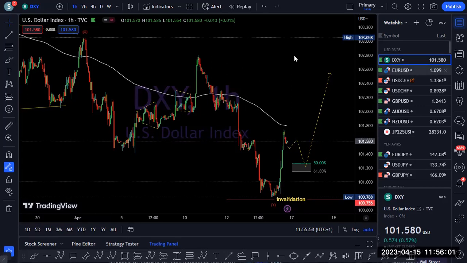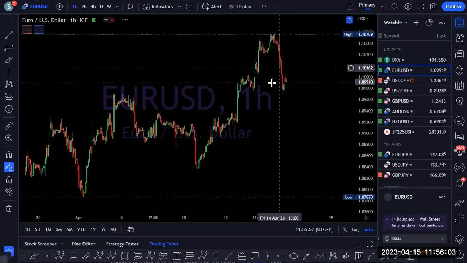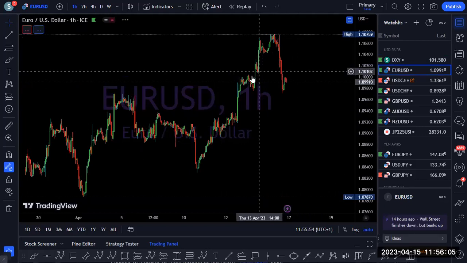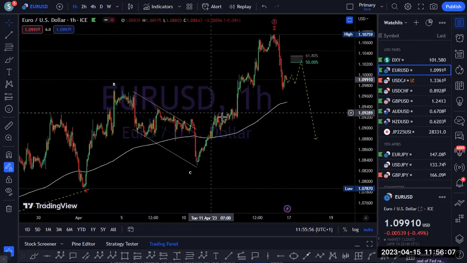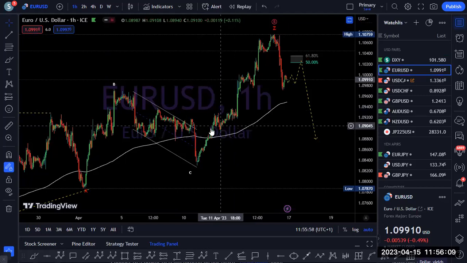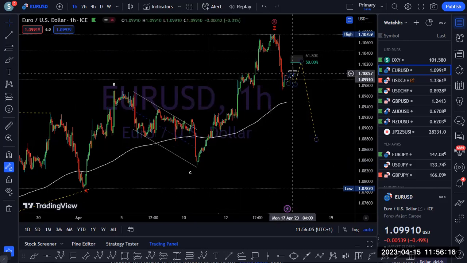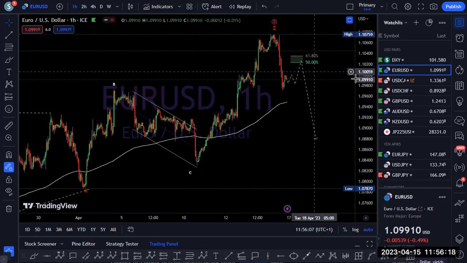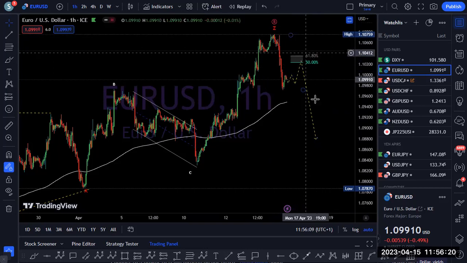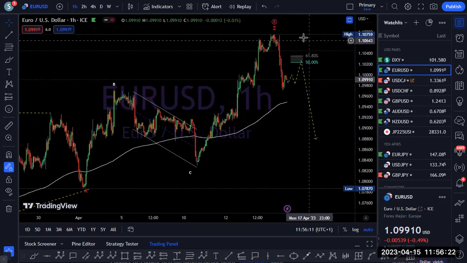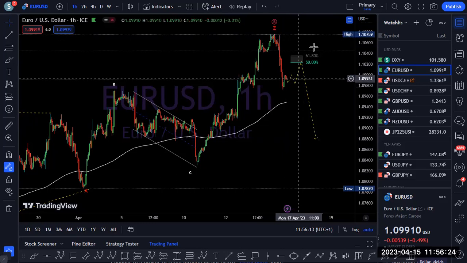Euro USD. Nothing to explain on Euro USD. Euro USD is opposite of DXY. So whatever is happening on DXY is happening on Euro USD, at the inverse, that is the opposite. So as I am waiting for correction to buy DXY, we are waiting for correction to sell Euro USD. So watch out for selling around this zone.